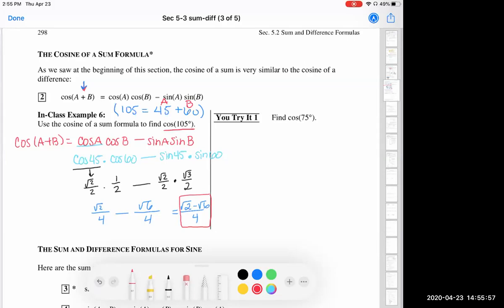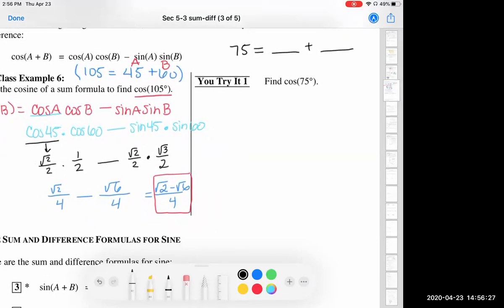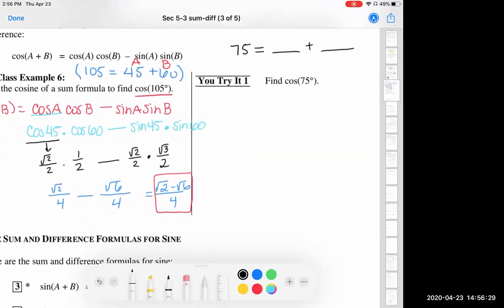Okay, now let's go ahead and do your try it too. Let's have you try it. So I want to find cosine of 75. So what two numbers, I'll leave this for you to do. I just want to set you up. So what two numbers can you think of so that when you add them, you get 75? Because 75 is not a value in our unit circle, and I want to find the exact value. So with that said, go ahead and do your try it one. I'll give you a minute to get started.